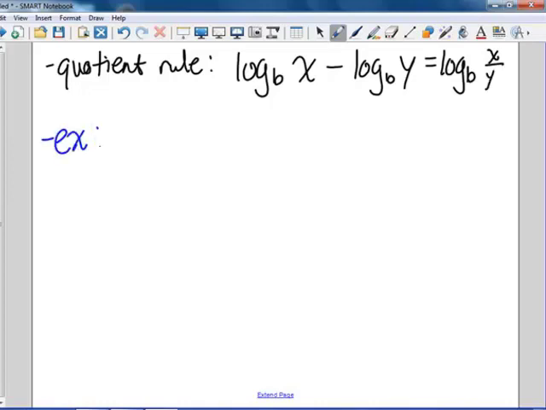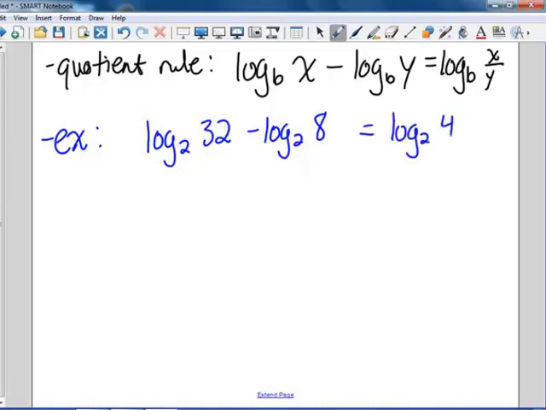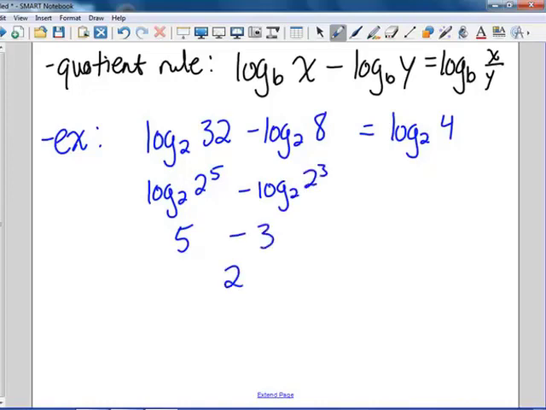So again, let's do one with numbers first, and then we'll do one with x's in it too. So let's stick to log base 2. Log base 2 of 32 minus log base 2 of 8. So using the rule, we know that this should be log base 2 of 4, 32 divided by 8, 4. So if we kind of prove this, 32 is 2 to the 5th power, so that would be 5. 8 is 2 to the 3rd power, so that would simplify to 3. 5 minus 3 is 2.